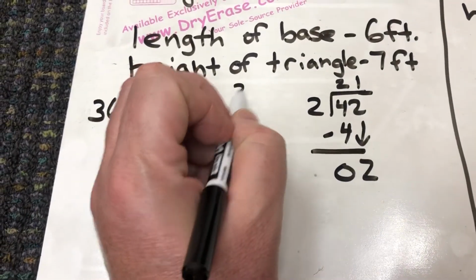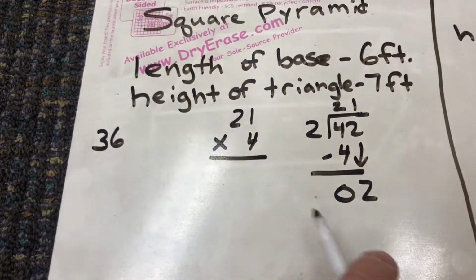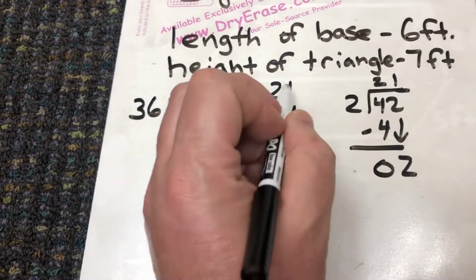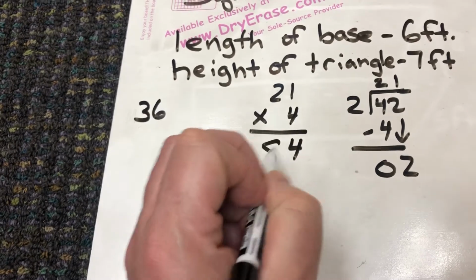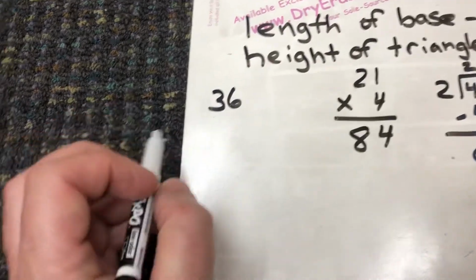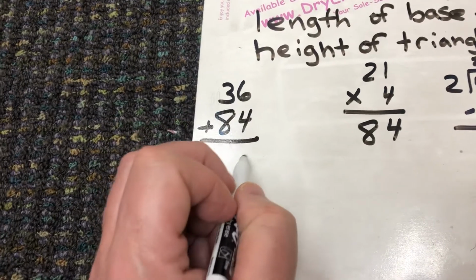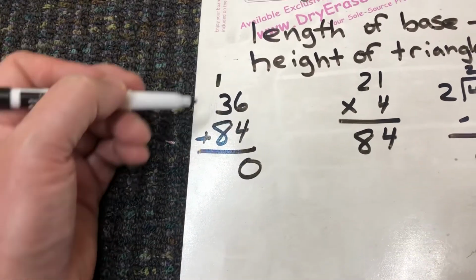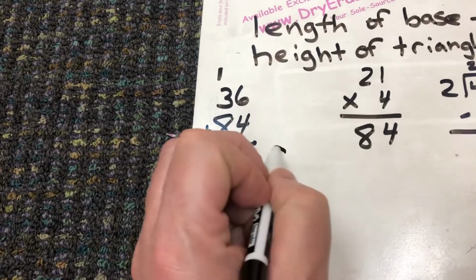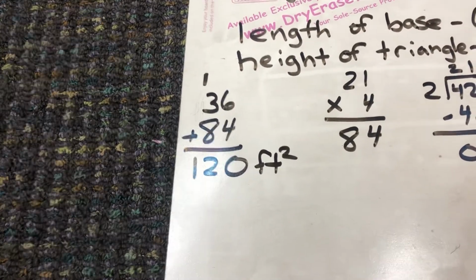But since it's a square, we know that all four sides are the same, which means that all four triangles are the same. So I can just take 21 times 4. Well, 4 times 1 is 4. 4 times 2 is 8. All four triangles combined are 84. So I bring that over here to my 36, and I'm just going to add those. 6 plus 4 is 10. Put the 0 down, carry the 1. 1 plus 3 is 4, plus 8 is 12. 120 square feet for the surface area of that square pyramid.